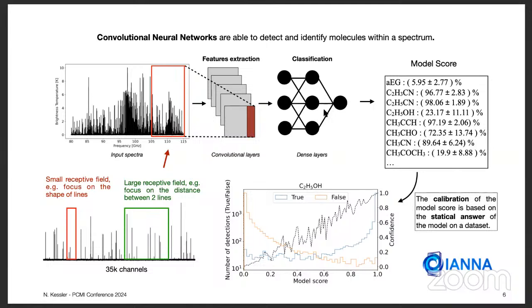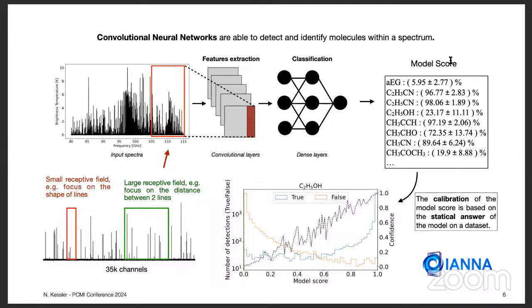During inference, we obtain what we call a model score. Here, for instance, for ethyl vinyl, we would have a model score of 0.95. You can also notice that we have an uncertainty, which is determined through Monte Carlo dropout. It's a way to test the robustness of the connections in the network by randomly switching off neurons.